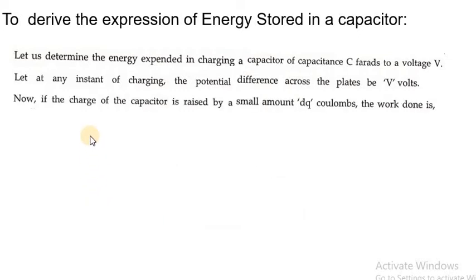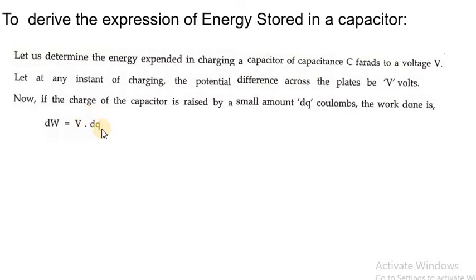Now, once the switch is closed, after a certain time period dt, if the charge of the capacitor has increased by a small amount dq coulomb, then what will be the work done in that capacitor? The work done dW is equal to the supply voltage times the charge which is stored in that capacitor.